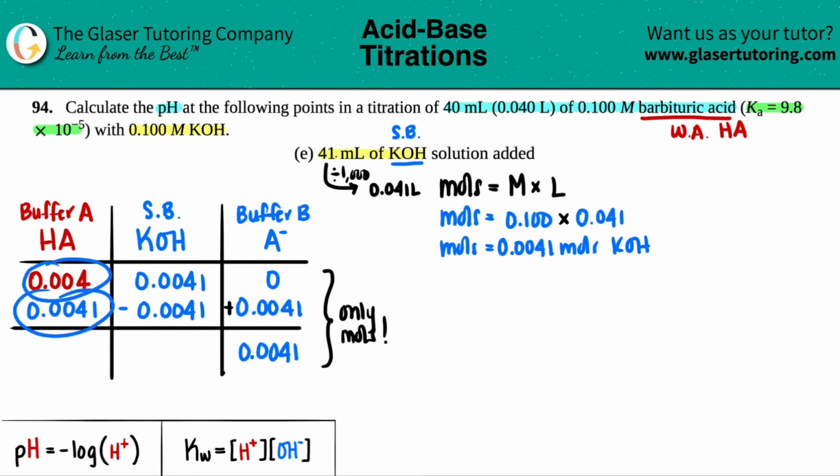There's a battleground between the acid and the base. Who is going to win? The higher number is going to win. But in essence, they're going to try to beat each other out by subtraction. If I subtract this, 0.004 minus 0.0041, you're going to get a negative number, 1 times 10 to the negative 4th. Now, the negative is just for math purposes. In chemistry, the negative doesn't really exist.